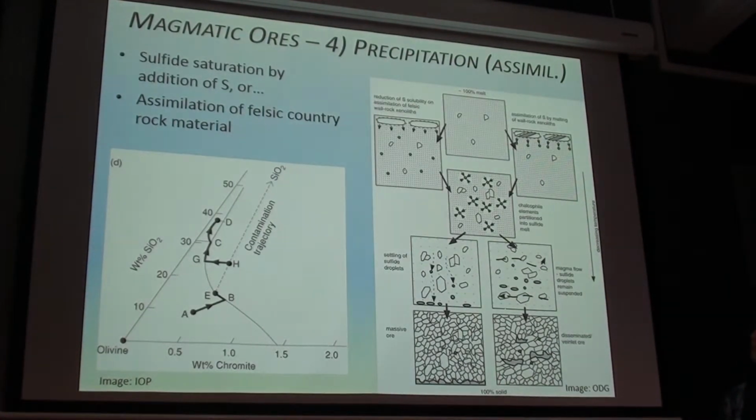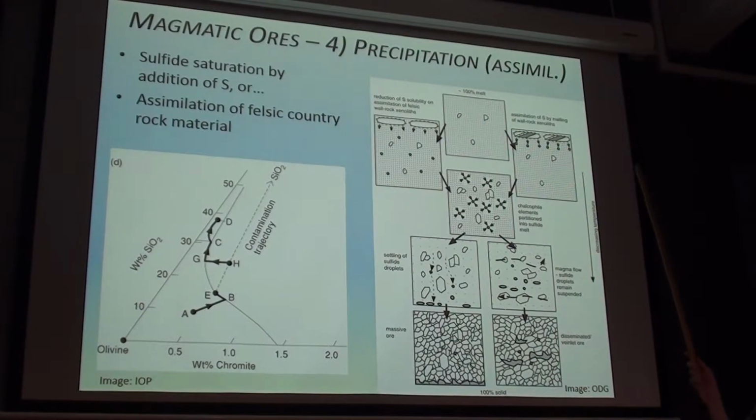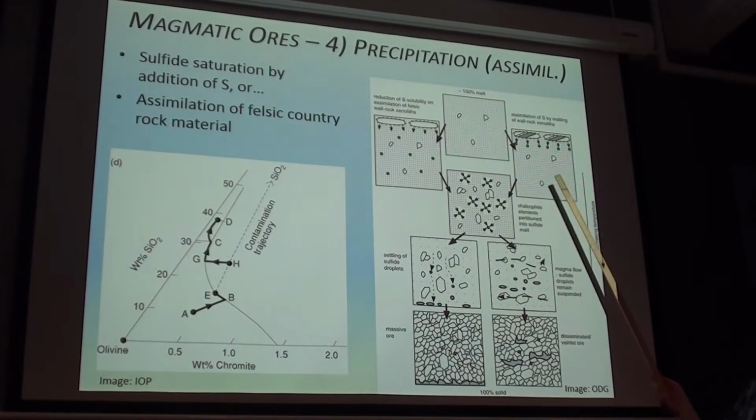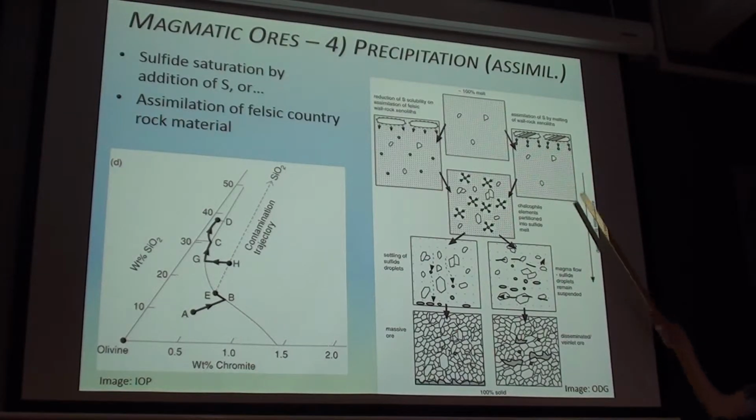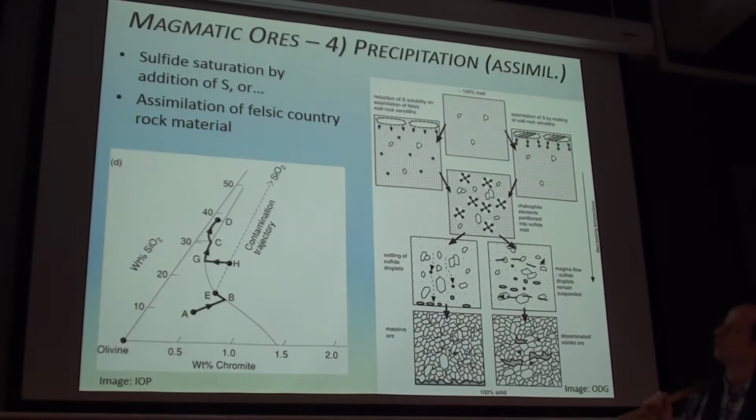Another process, which applies to, for instance, nickel deposits in chromatites, is by assimilation of sulfur from the country rock or from the basement. So we've got basically sulfur being put into the system from the outside, and so reducing the solubility of sulfides, and hence precipitating the sulfide particles.